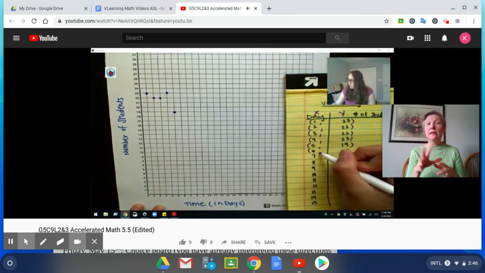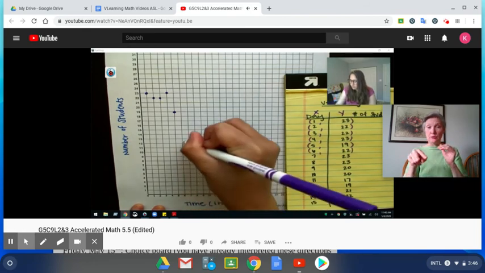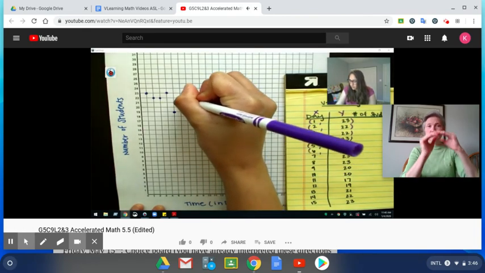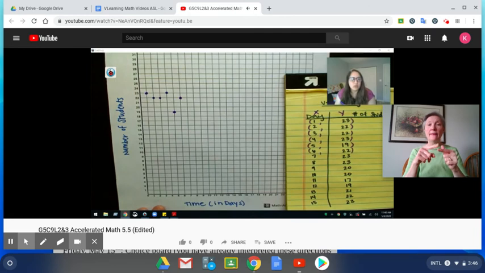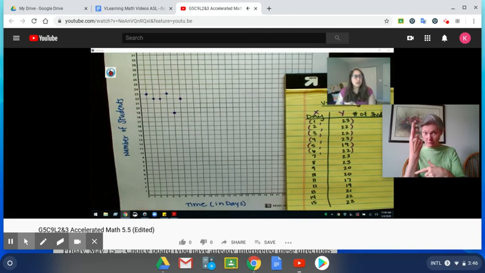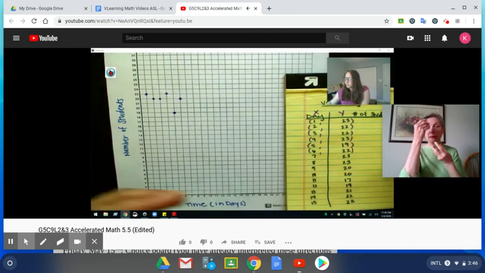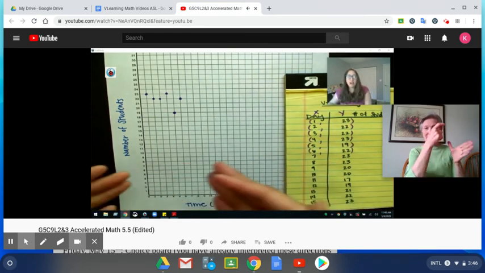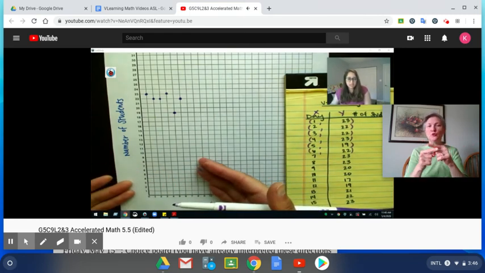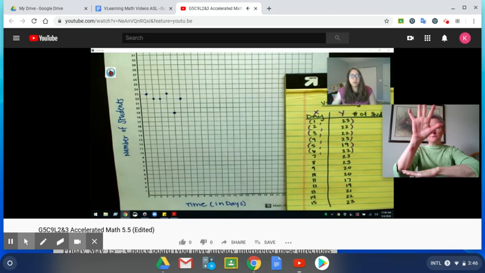Day 6 is back up to 22. So I go to day 6, up to 22. And so on and so forth. You're getting the idea, right? So I can plot my data from a T-chart onto a coordinate plane or coordinate grid in order to visually represent that data.